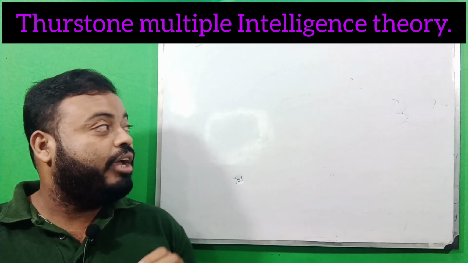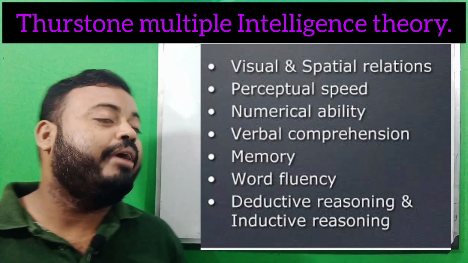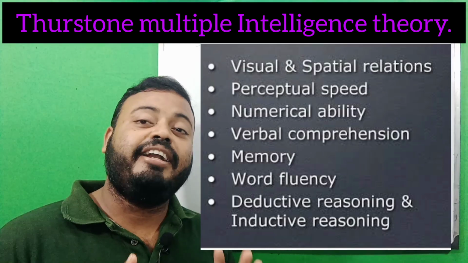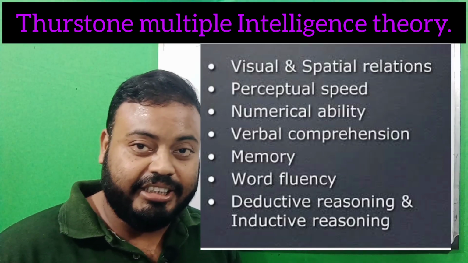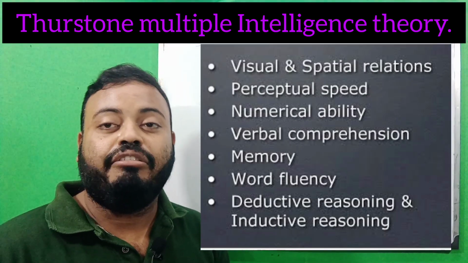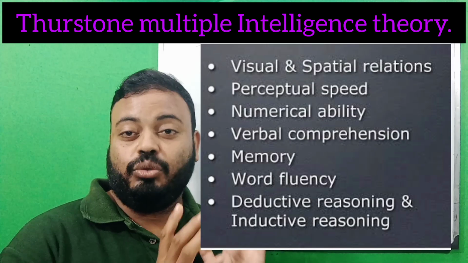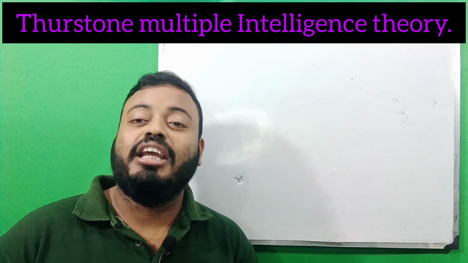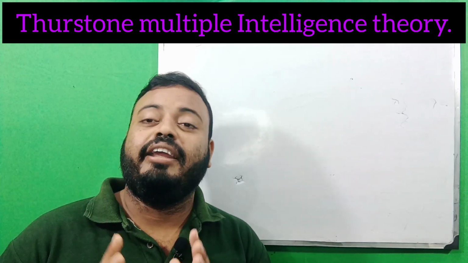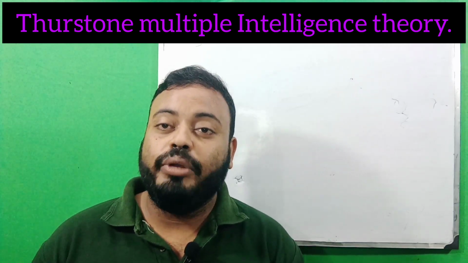So class, today we learned about Thurstone's multiple factor theory, or primary mental ability, given by Thurstone. It has 7 types of multiple intelligence factors, and these are very important for our intelligence. Today we learned this topic and next day we will learn another topic. Today I finish my session here, and next day I will come with a new topic.